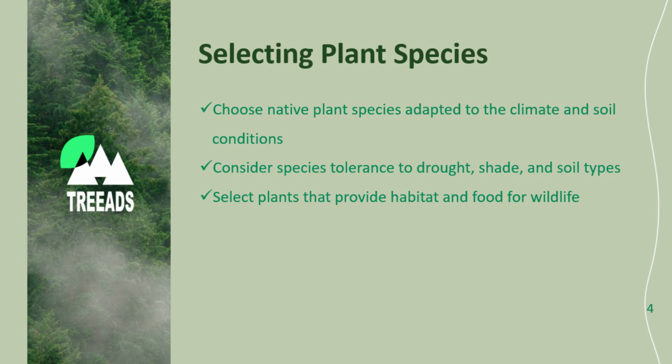Regarding the selection of plant species, choose plant species that are native to the area, as they are better adapted to the local climate and soil conditions. Consider the specific requirements of each species, including their tolerance to drought, shade, or different soil types. Look for species that have the potential to provide habitat and food for local wildlife.